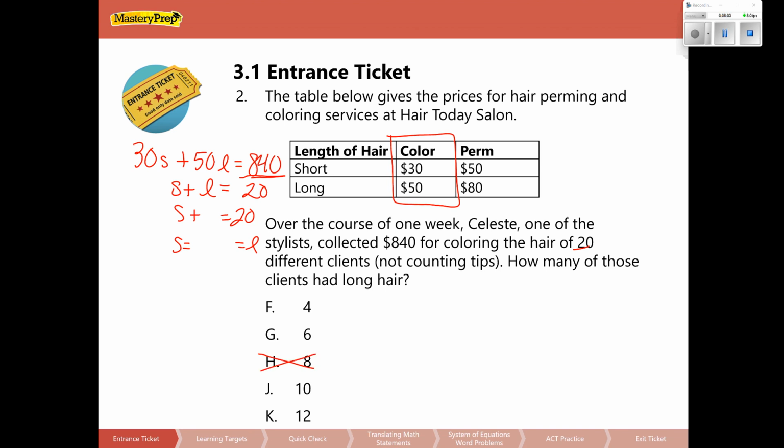What's another guess we could put? 12. So if we say 12 for long, the number of short is 8. So we can do 30 times 8 plus 50 times 12. And again, we could type this into the calculator and let the calculator do it for us. 30 times 8 is going to be 240. 50 times 12 will have 600. 240 plus 600 is 840. Is that what we wanted? So the correct answer is 12.